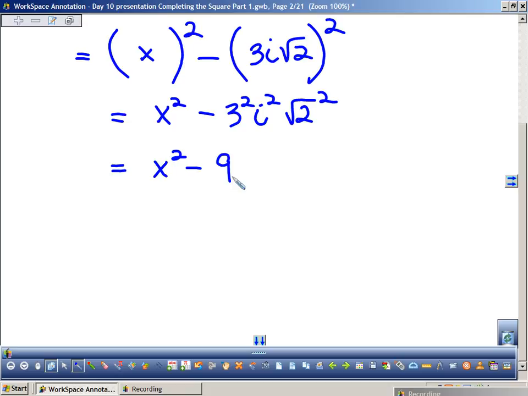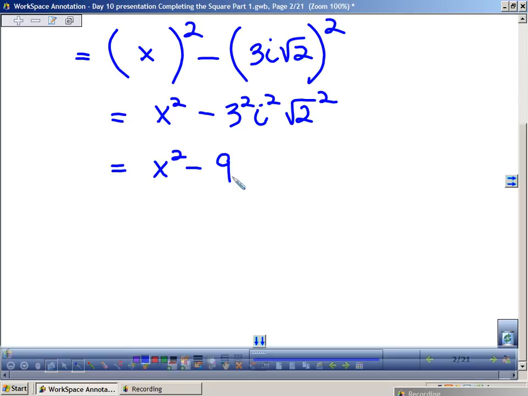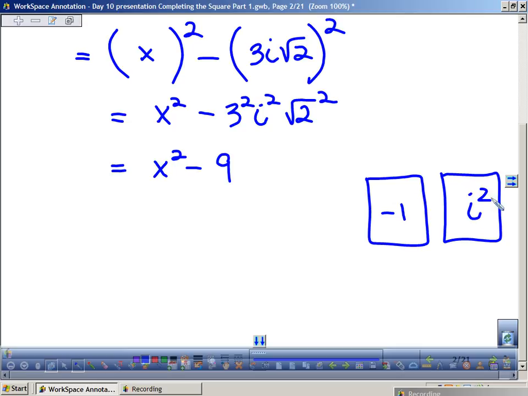i squared is negative 1, right? Remember our whole box? If it's negative 1, we could call it i squared, or we can do it in the reverse too. If it's i squared, we could make it negative 1. So instead of writing negative 1, I can just make this positive. And root 2 times itself is just 2. So this is x squared plus 18.